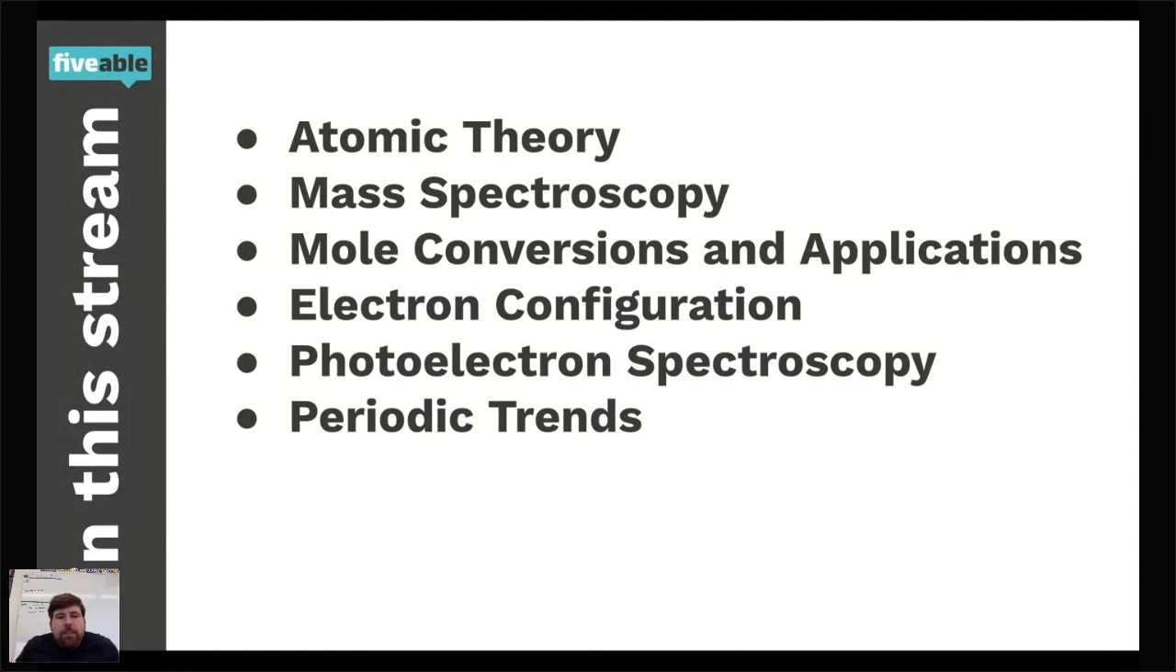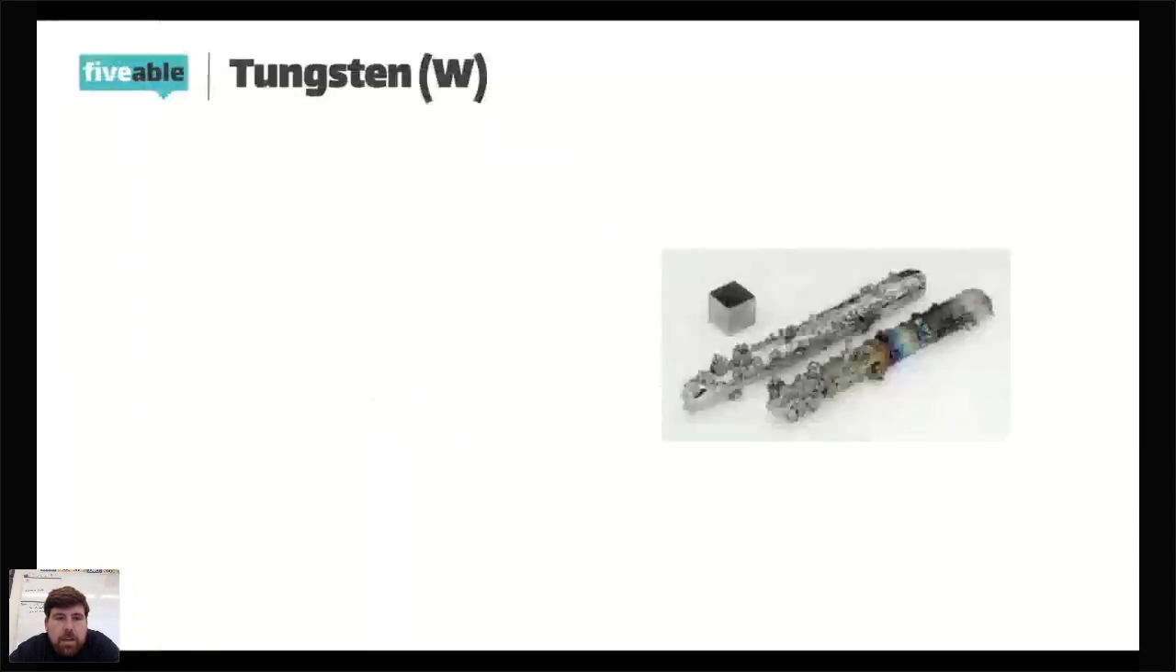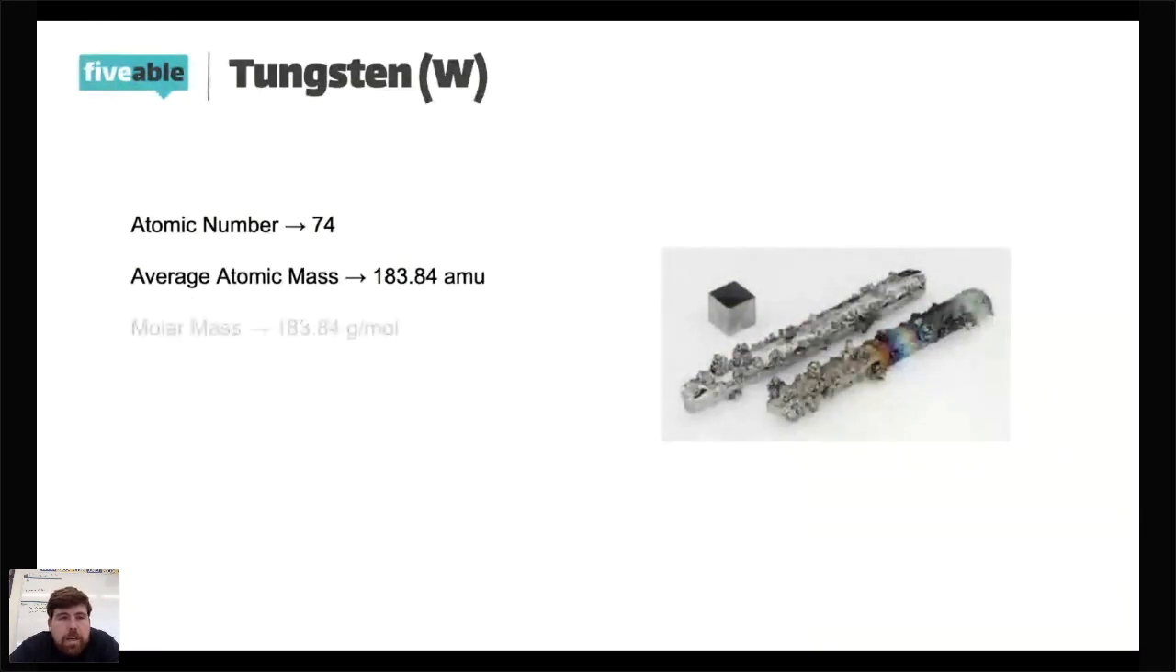So for the first half of the stream, I was thinking that we could look at an example element. And that example element that I wanted to look at was tungsten. Tungsten is element number 74 on the periodic table. It's also got the element symbol W. With that being said, it has an average atomic mass of 183.84 AMU, and it has a molar mass of 183.84 grams per mole. So let's talk about a couple of these things here.